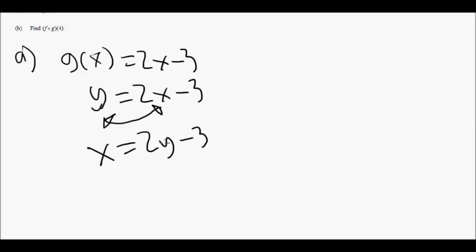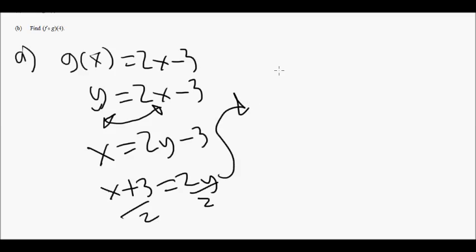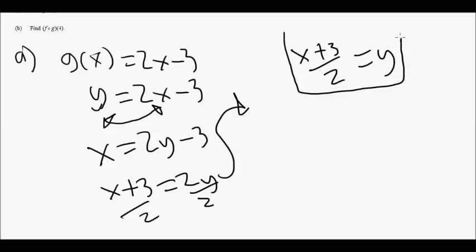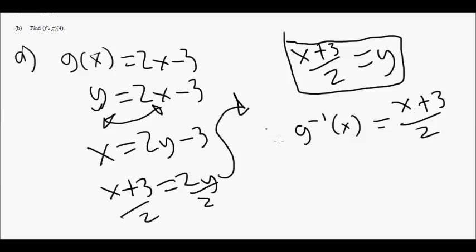And then after this, as I said, we're going to move all the algebraic components of the right side and move them to the left side with algebra. So x plus 3 equals 2y, and we'll divide both sides by 2, and this will give us x plus 3 divided by 2 equals y. So that is our answer. The inverse function for g of x is going to equal x plus 3 over 2. There you go. Simple as that.